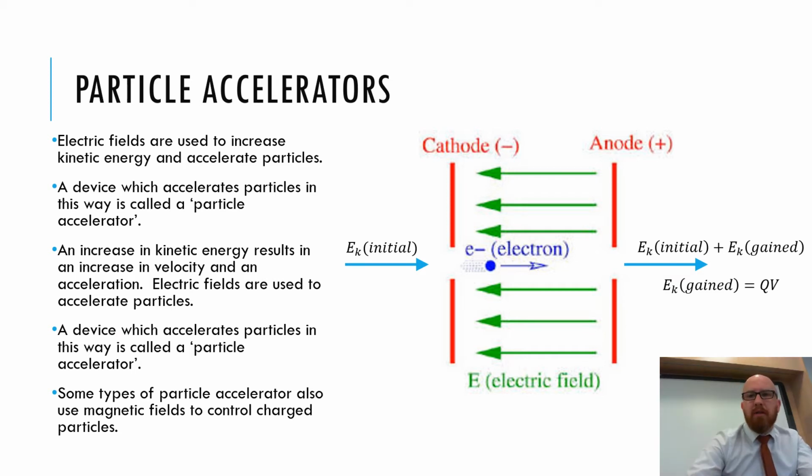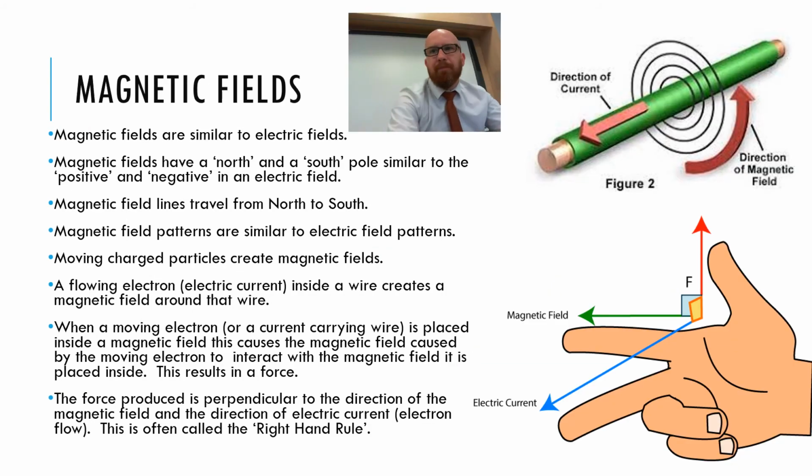So we're going to talk a little bit about magnetic fields and then bring it together to talk about examples of particle accelerators. What we need to know about magnetic fields is that they're similar to electric fields in terms of their field lines, etc. They have a north and a south pole, similar to the positive and negative sides of an electric field. And field lines flow from north to south, similar to how we go from positive to negative. Now, field patterns are similar, and any moving charged particles create magnetic fields.